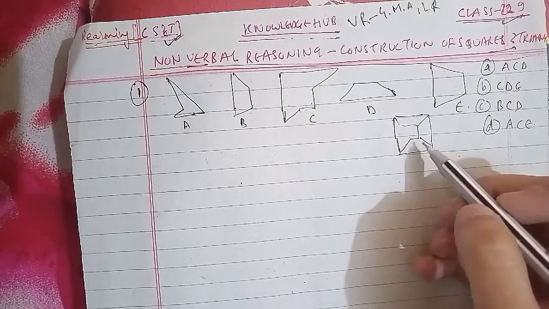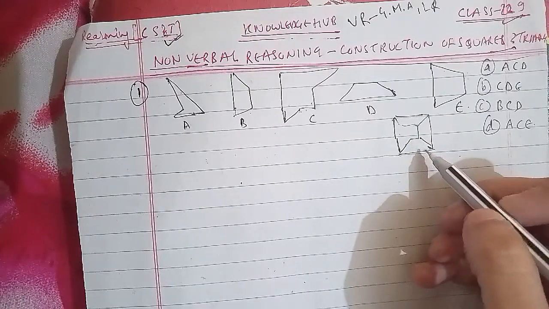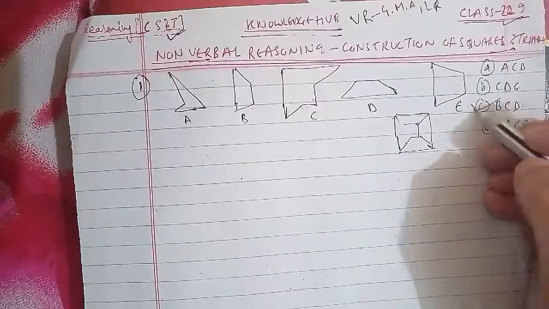So hence we have your answer, which is C, the right answer for this, because B, C and D, these three in combination will form a square here.